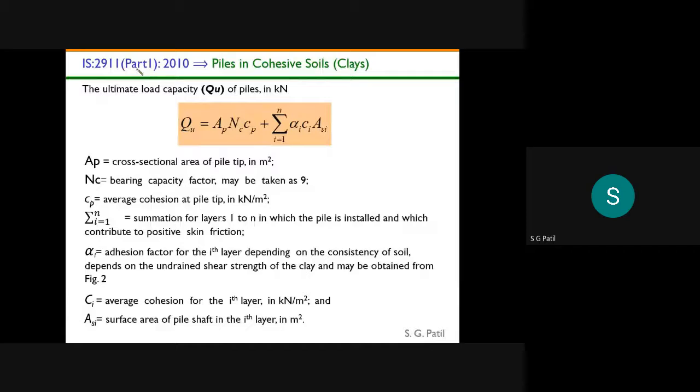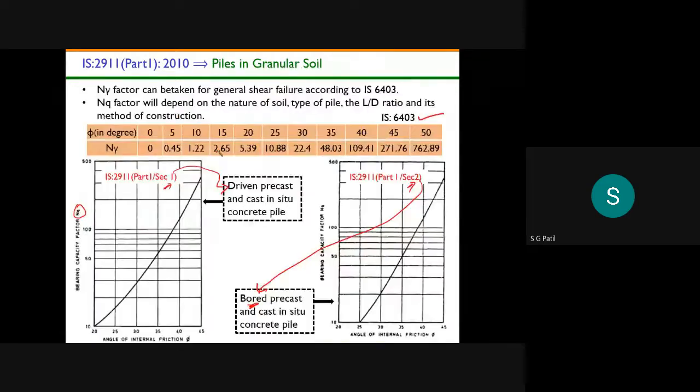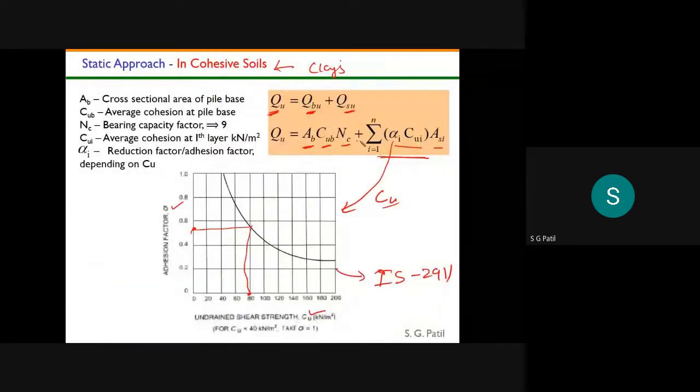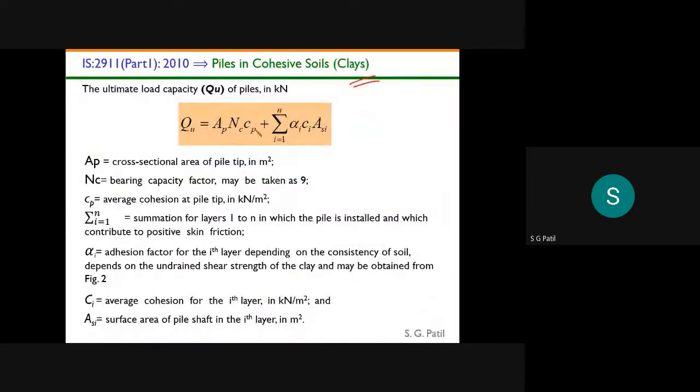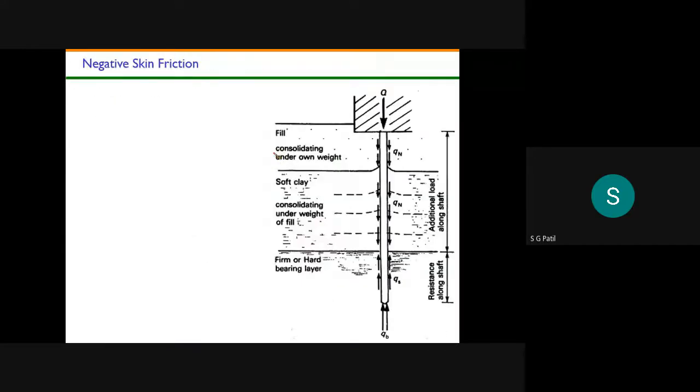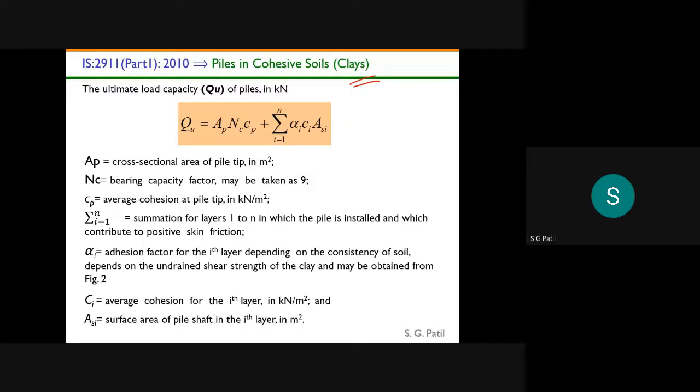Again, the same IS 2911 in case of clay soil. In case of clay soil, it is the same formula only. If you see here, our formula and this formula, only some nomenclatures are different. Whatever nomenclature I am referring to and whatever IS 2911 is referring to, a little bit of difference will be there, but they are essentially the same. Here it is nothing but Nc into Cp, alpha into Ci into your surface area. This is your base area.